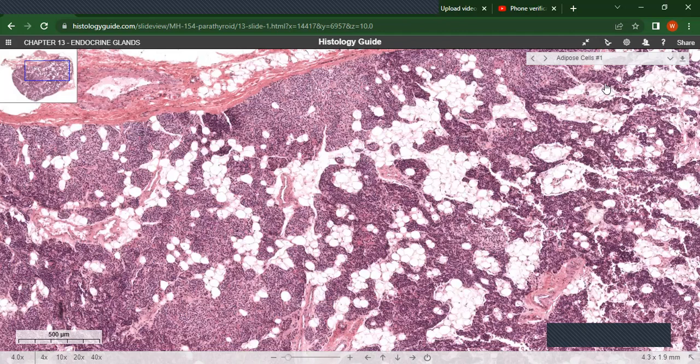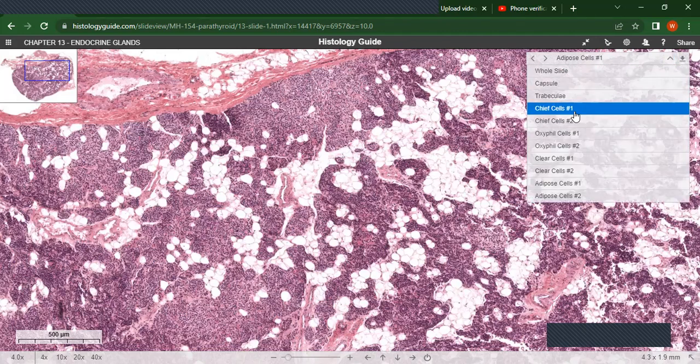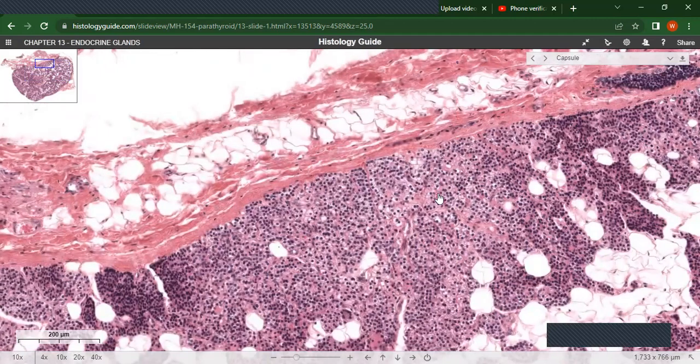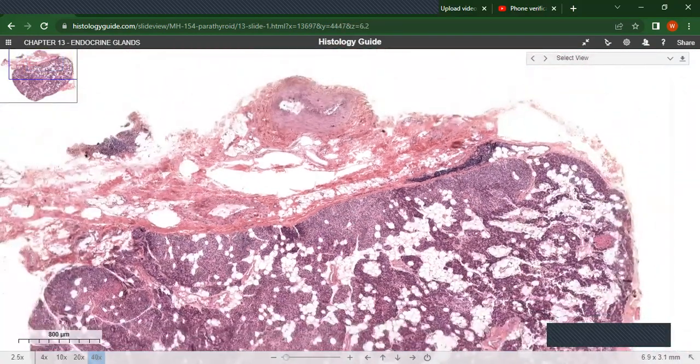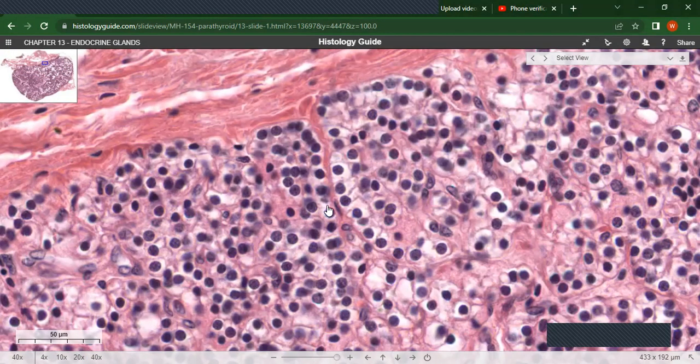So remember the cell types in the parathyroid gland. We have the chief cells, oxyphil cells, clear cells, and the adipose cells. I want to show you something about these cells. Note how they are arranged. They are arranged in cords. The chief cells are somewhat arranged in cords, but remember, I've said the clear cells are clustered. Yes, this is the capsule here, and there.